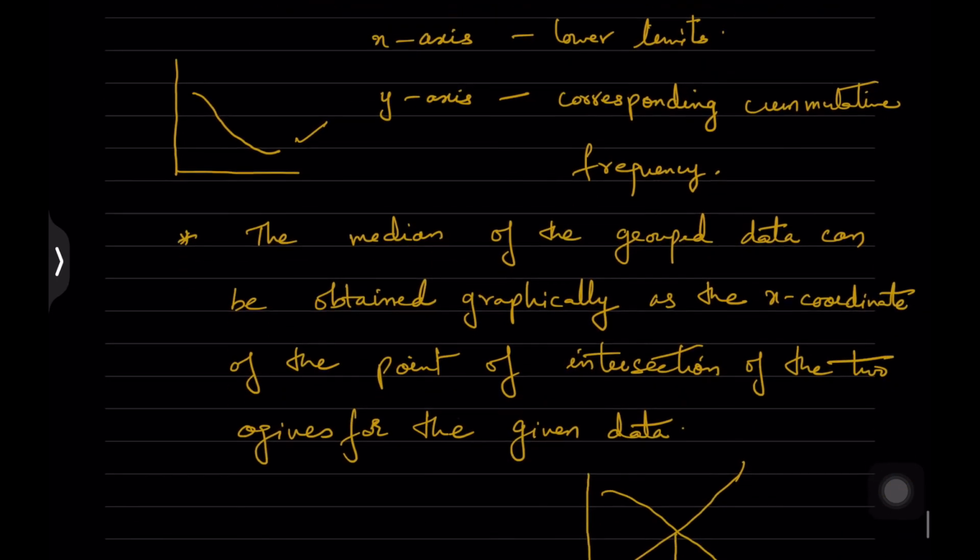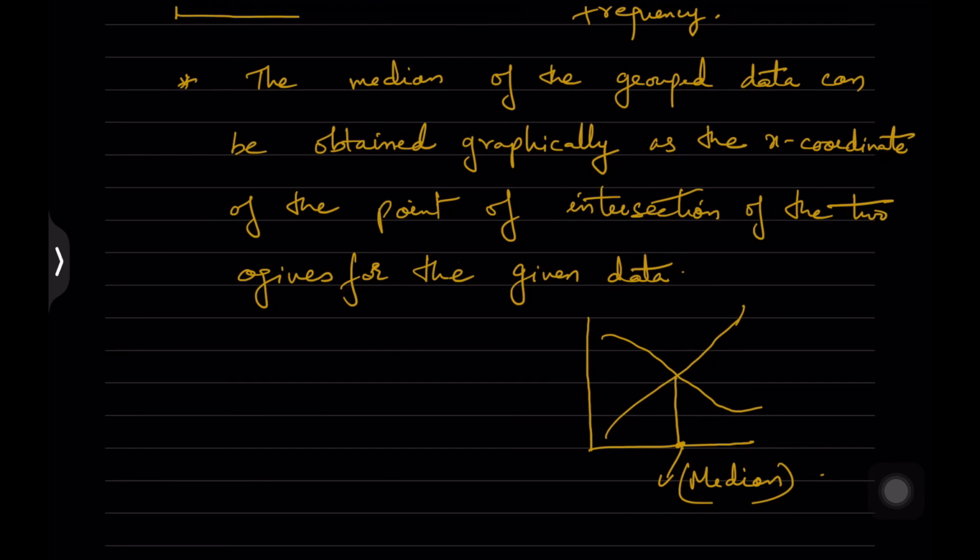Now the median of the grouped data can also be obtained graphically as the x-coordinate of the point of intersection of the two ogives of the given data. That is, you can draw both the ogives on the same graph, taking the values on the x-axis and y-axis accordingly: for one you take the upper limits, for the other the lower limits. You draw the graph accordingly, and wherever the point of intersection is, if you draw a line towards the x-axis, wherever it meets, that point is known as the median. So this is the way you can also find the median graphically. These are all the important formulas for class 10 term 2 2022.